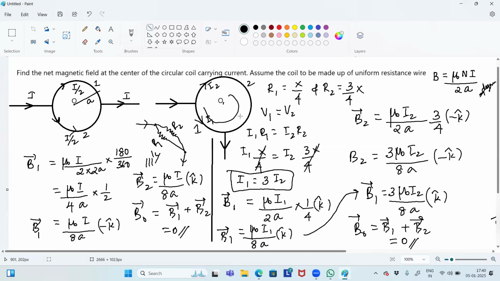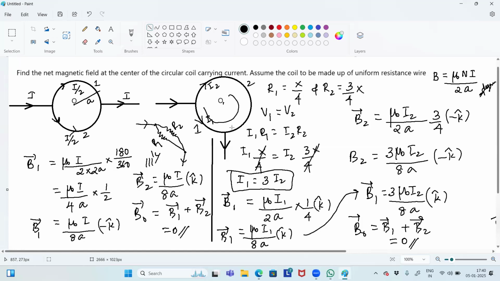Increase in resistance leads to decrease in current, so the magnetic field decreases, but there's a large length of wire to compensate for that. Here, decrease in resistance leads to increase in current. Even though the segment is less, the current will be more and it will contribute more magnetic field to compensate for the decrease in the segment of the circle.